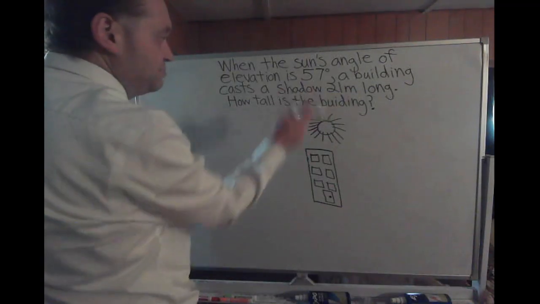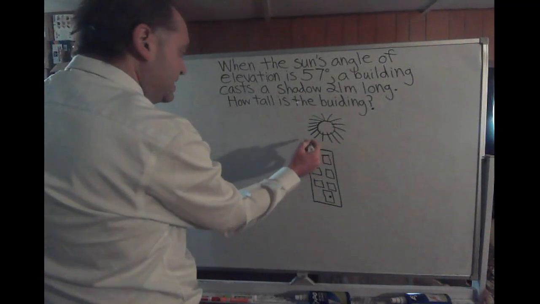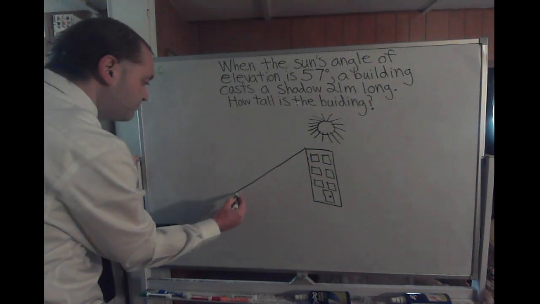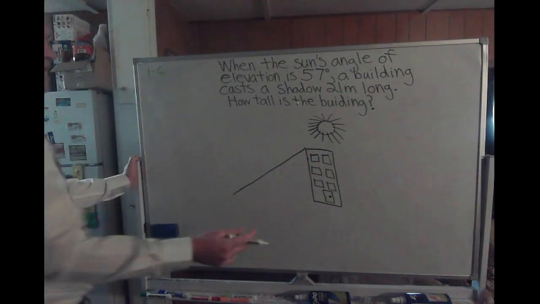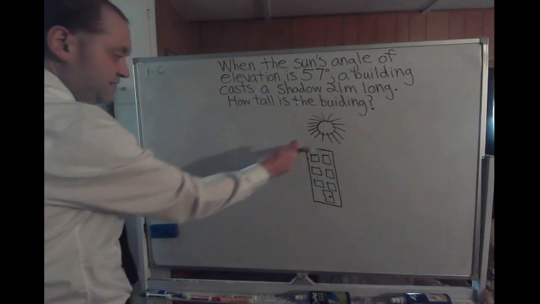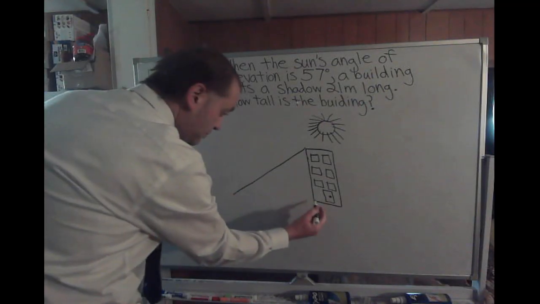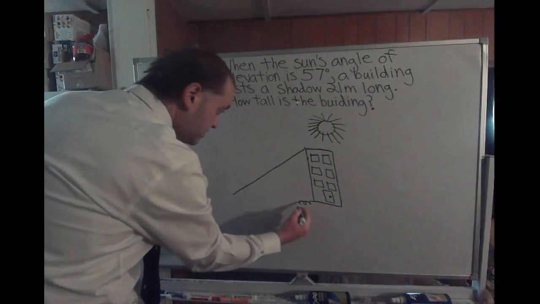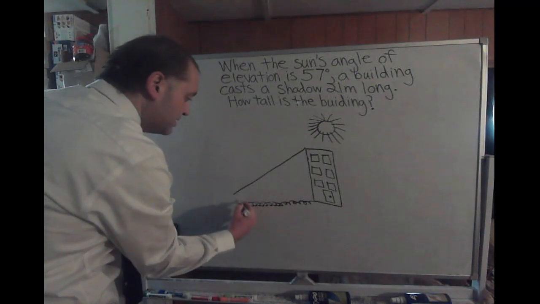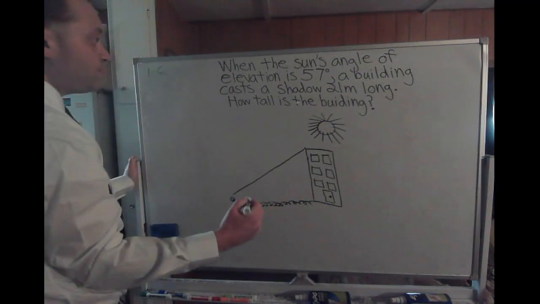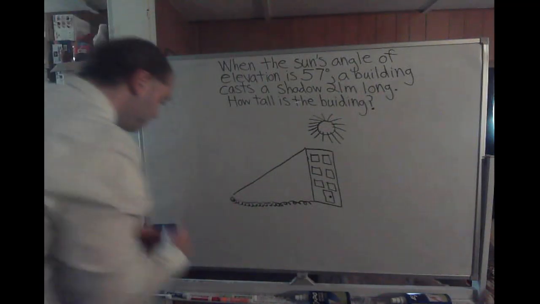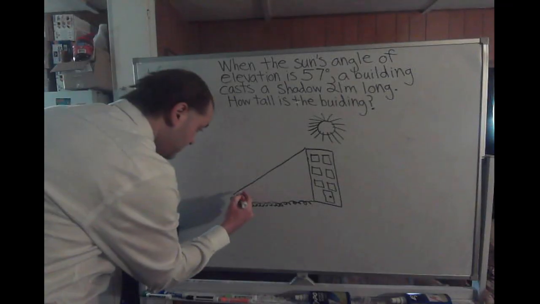Really, this should almost be angle of depression because it's casting a shadow to the ground from the building. The sun's overhead the building, meeting the ground, which causes a shadow to meet here. We'll just scribble this for the shadow, right? This will be the shadow of the building. Well, the angle of elevation here is going to be 57 degrees.